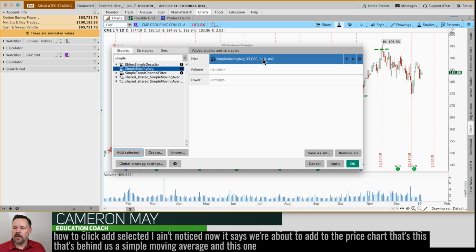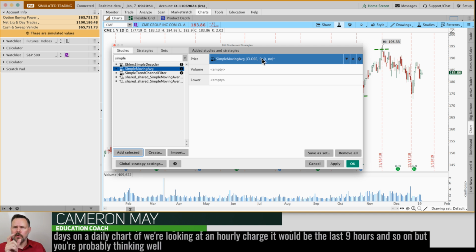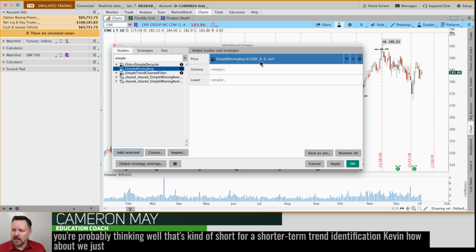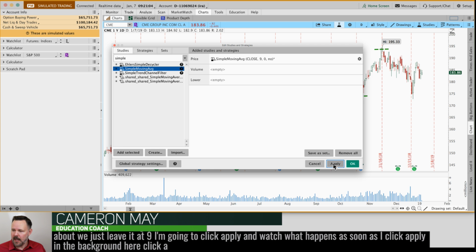And this one focuses primarily on the last 9 trading days on a daily chart. If we were looking at an hourly chart, it would be the last 9 hours, and so on. But you're probably thinking, well, that's kind of short, isn't it? Yeah, that's intended for a shorter term trend identification. Okay, but how about we just leave it at 9? I'm going to click Apply, and watch what happens as soon as I click Apply in the background here. Click Apply, and that line appears.